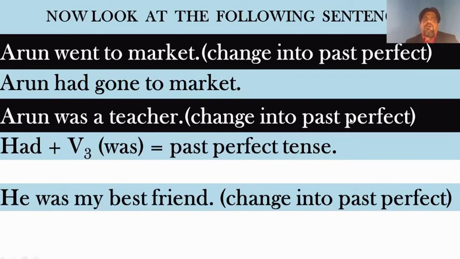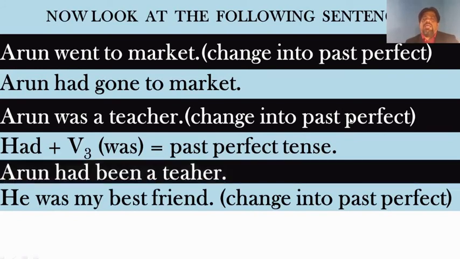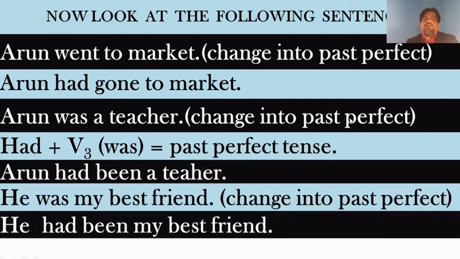So here comes the answer. We must use had. Along with had, we must use the V3 of was. What is the V3 of was? Arun had been a teacher. Not for a single moment, not for a single second, but for a considerable period of time. That is the meaning of had been a teacher. When we speak in the perfect tense, it is not something that happened only at a certain point of time, but for a period of time. Okay, let us see the last sentence: He was my best friend. Change into past perfect. Similarly, you can say, he had been my best friend. Had plus the V3 verb form of the verb was. And we could say it is past perfect tense.